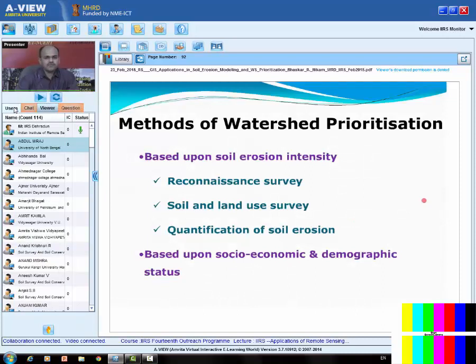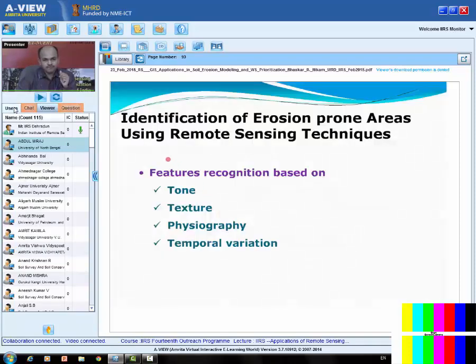So what are the different methods of watershed prioritization? First, you can do it based on soil erosion intensity. Now, you can do it by recognition survey, you can do it by soil and land use survey, you can do it by quantifying soil erosion where the models come into the picture, and you can do it based on the socio-economic and demographic status of a watershed.